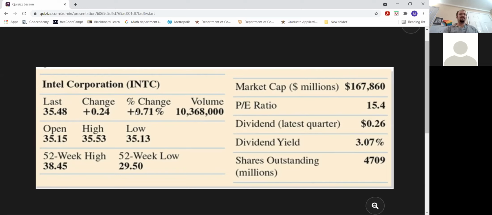So if I have 100 shares at this price, the first thing I have to do is find the value of all my shares. And then I have to find out what 3% of that is. Or 3.07, I guess, or whatever it is. And round that to the nearest cent, I believe.